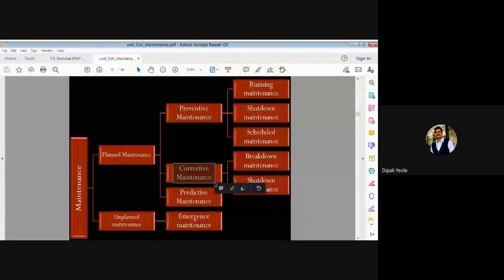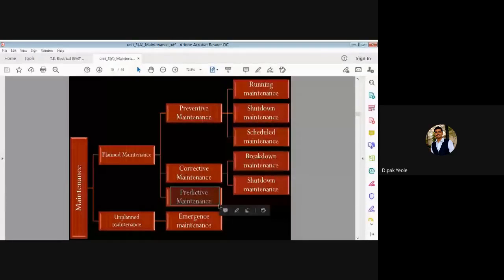This is the third type of planned maintenance, predictive maintenance. We have to predict the type of fault which is going to arise for the electrical equipment, and seeing that particular fault in the future, we have to do the maintenance. That is called the predictive maintenance.